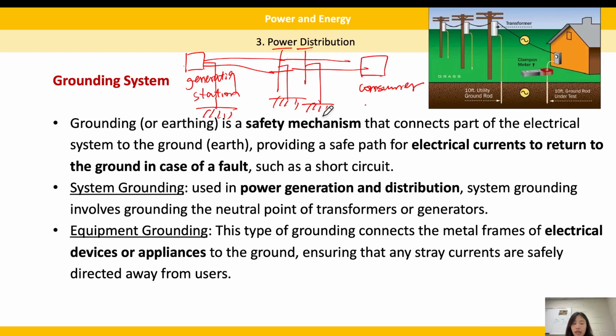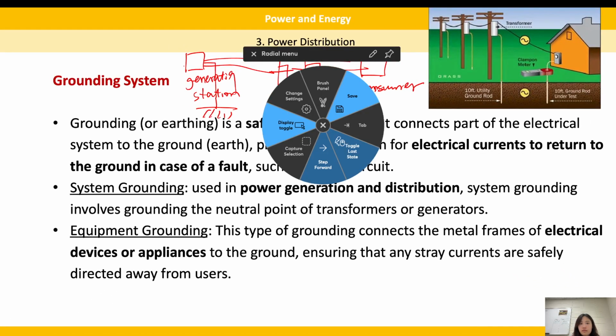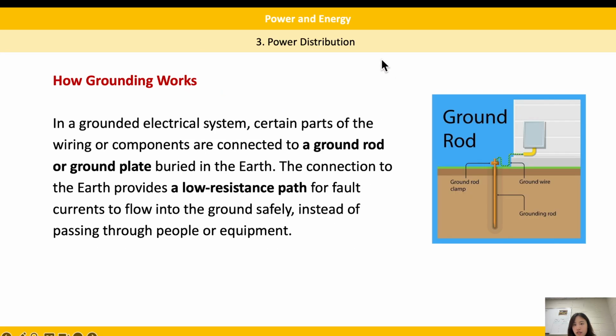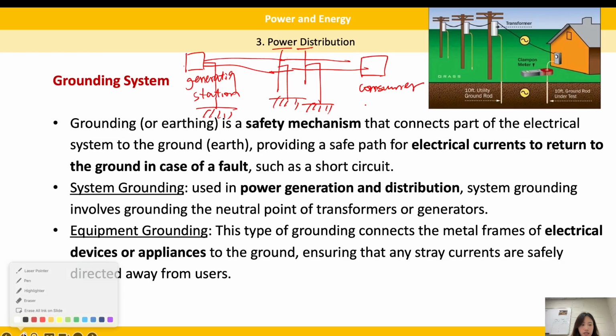to system grounding. And equipment grounding, this type of grounding connects the metal frame of the electrical device or appliance to the ground, ensuring that any stray currents are safely directed away from users. So in a residential building or commercial building, we also need to consider a grounding system to release the electric.